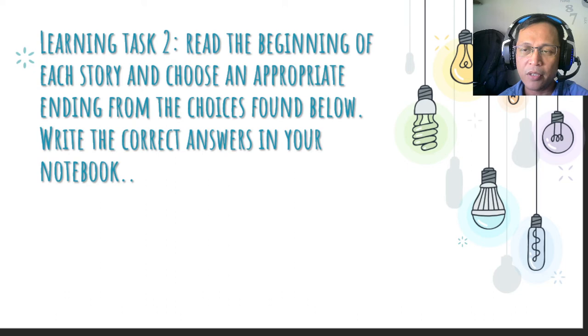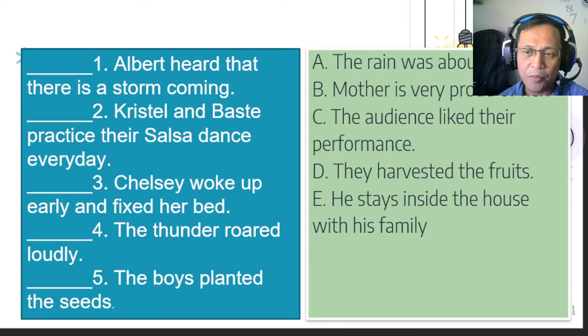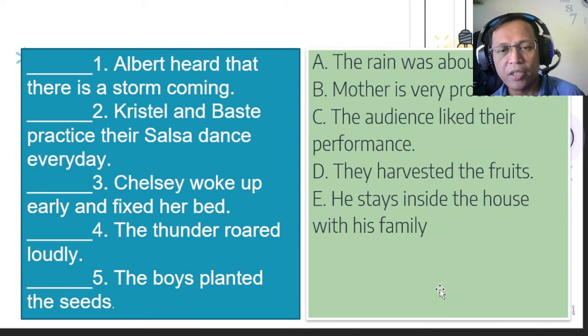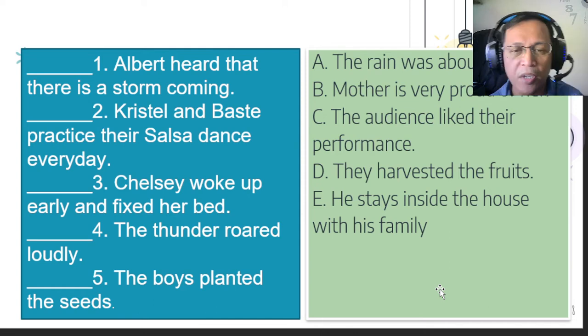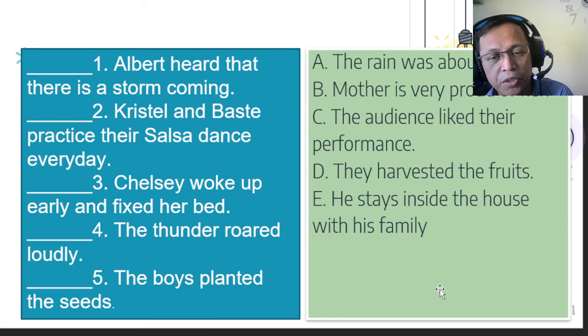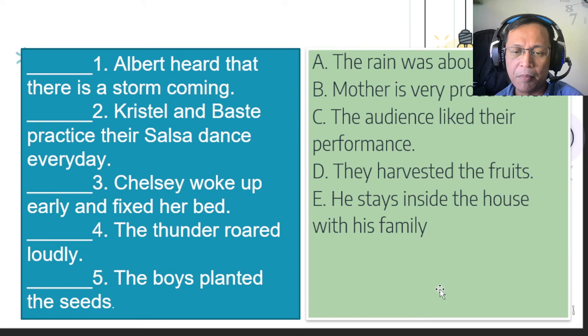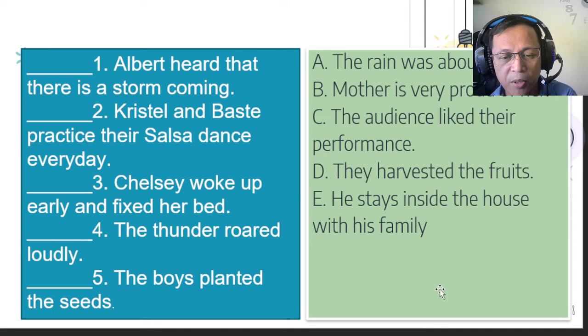Alright, on the left side we have the story, and on the right side we have the possible ending. Now, the situations are, for number 1, Albert heard that there is a storm coming. For situation number 2, Kristel and Baste practice their salsa dance every day. For situation number 3, we have Chelsey wake up early and fix her bed. Situation number 4, the thunder roared loudly. And for situation number 5, we have the boys planted the seeds.